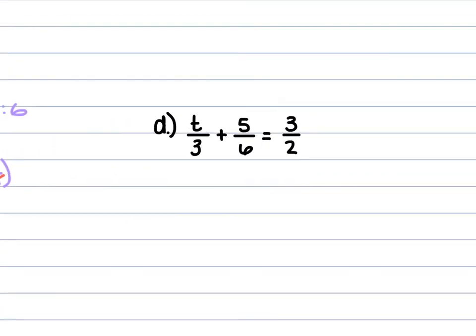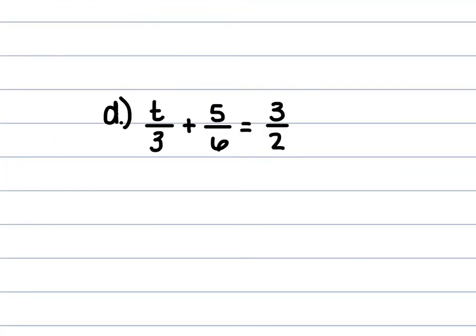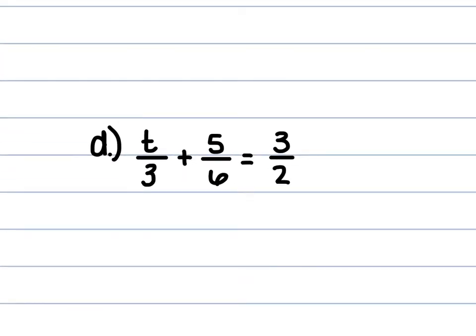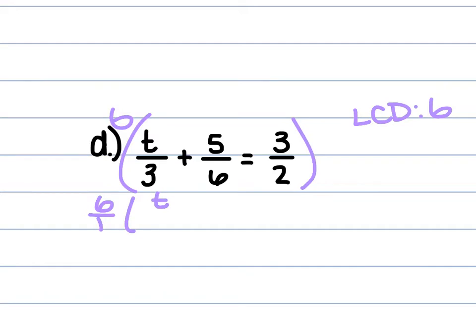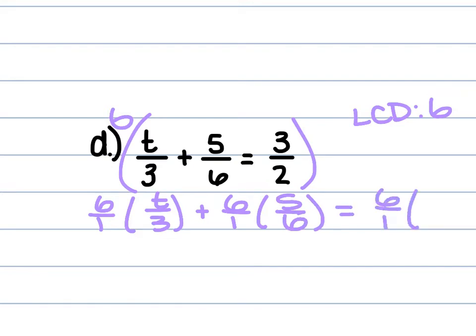For D, we have t over 3 plus 5/6 is equal to 3 over 2. So again, our least common denominator here, once more, is 6. So we'll multiply the entire thing by 6. We're going to have 6 over 1 times t over 3 plus 6 over 1 times 5 over 6 is equal to 6 over 1 times 3 over 2.